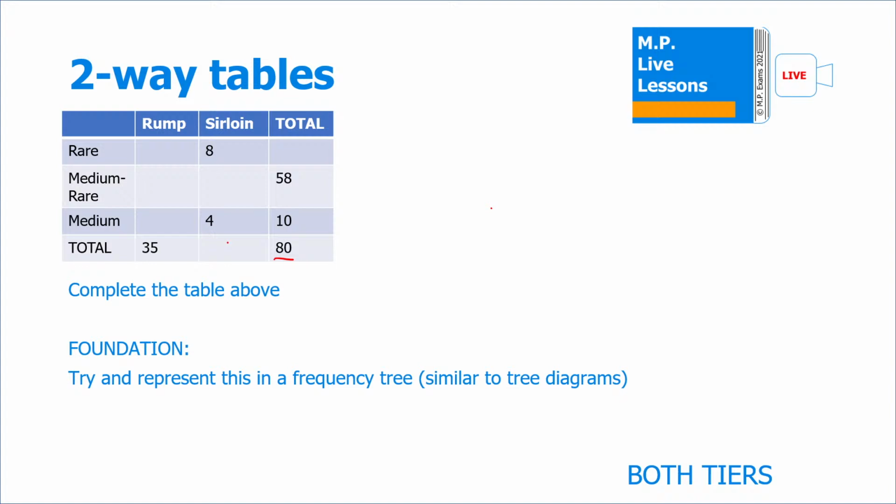So we've got the grand total here. These 3 items add up to this. So we take 80 minus 58 minus 10. This gets us 12 steaks that were ordered rare. Using this, we know that this and this add up to 12. We could also find out a bit of information here. So 35 rump steaks along with some number of sirloin steaks contributed to a total of 80. So 35 plus something equals 80. So 80 minus 35 means 45 sirloin steaks were ordered.